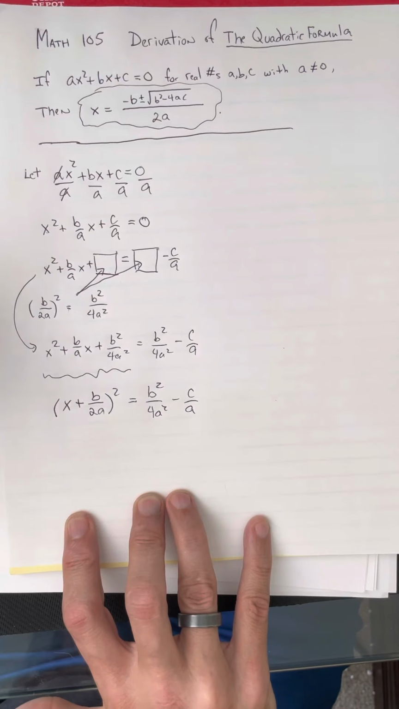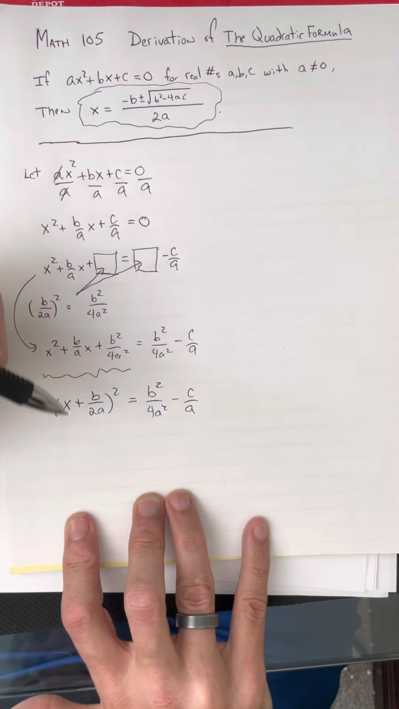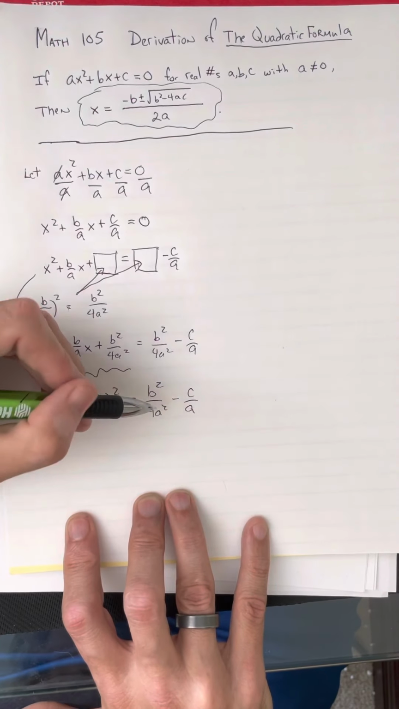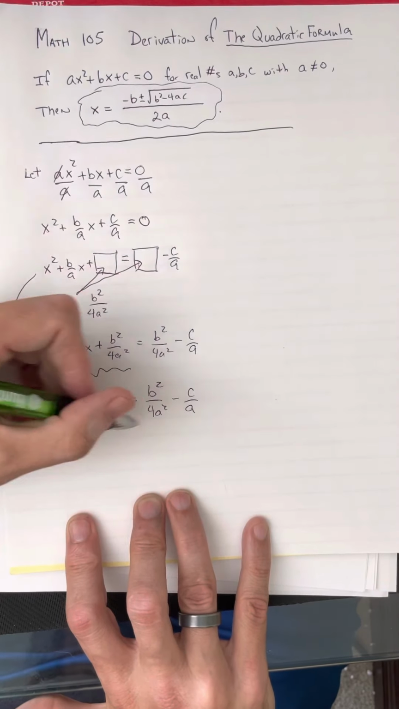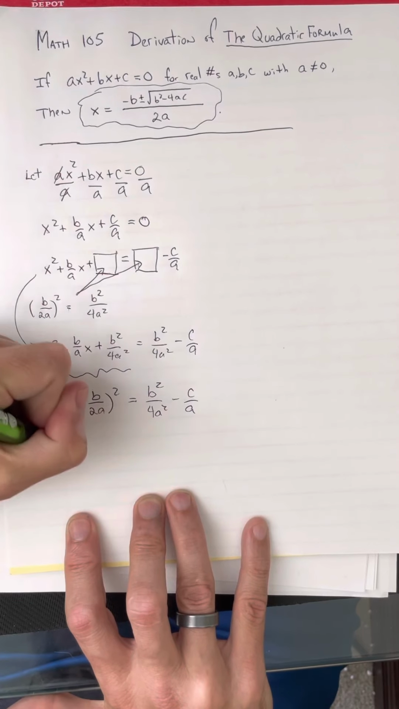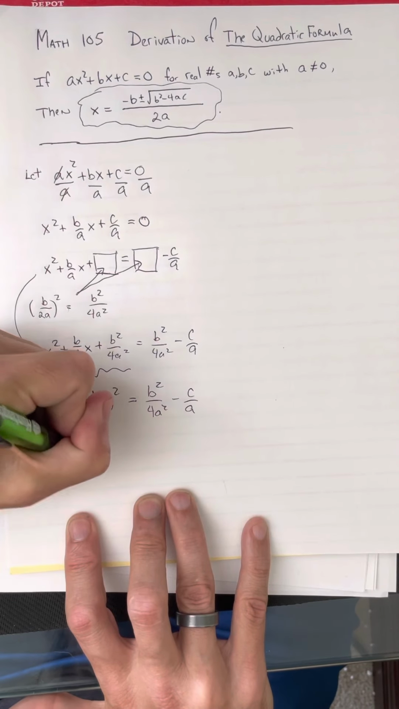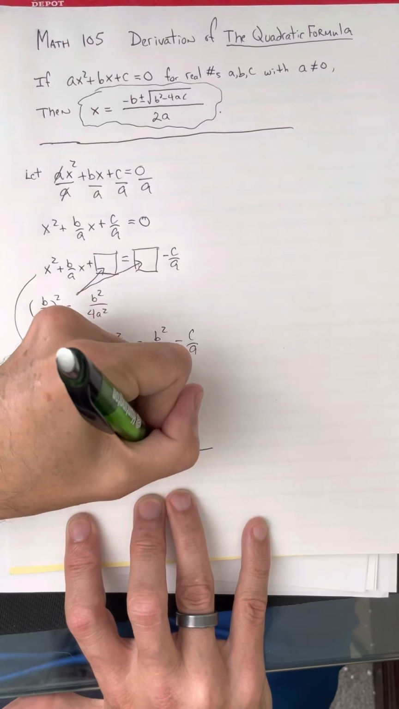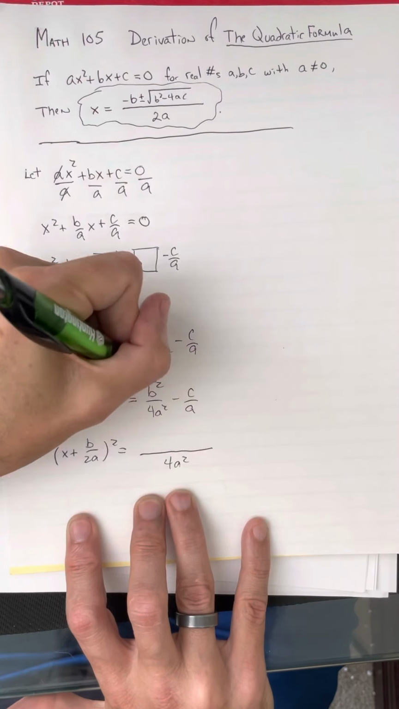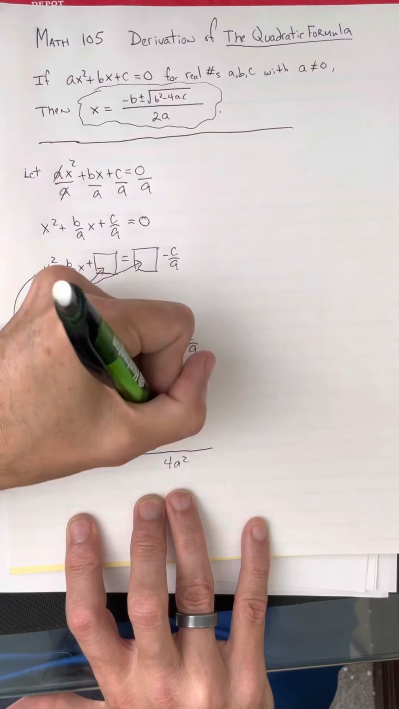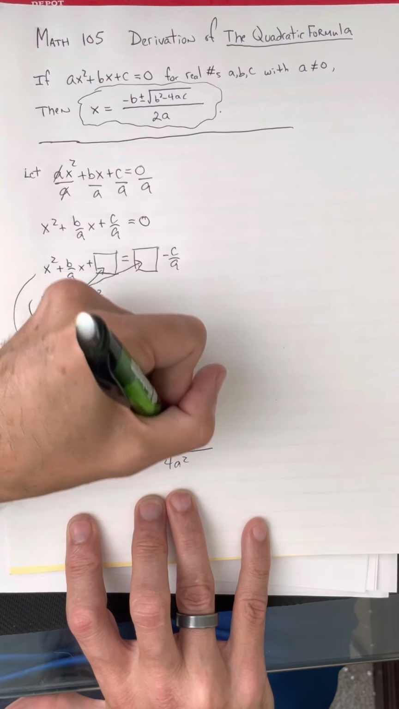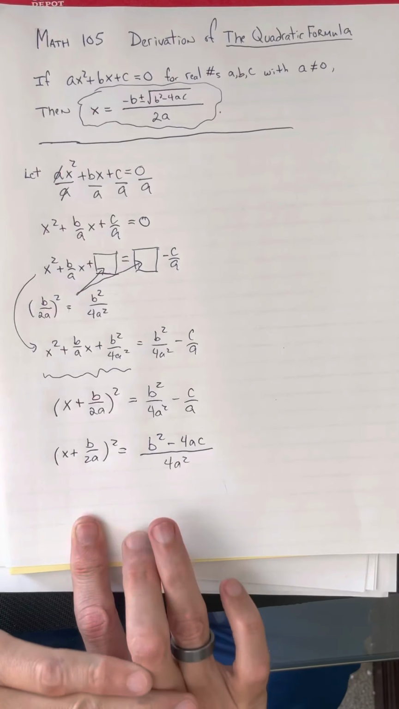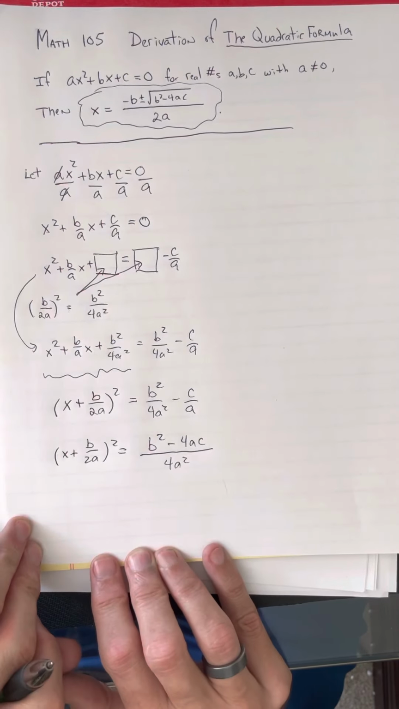Maybe before I do that, let's get a common denominator on this side. So I've got a and I've got 4a squared. I need a factor of 4 and another factor of a here to get a common denominator. If I leave this way, and here I get a common denominator, the common denominator is going to be 4a squared. So I don't have to do anything here, and here I need the 4 and the a, 4ac. That should be looking quite familiar at this point.